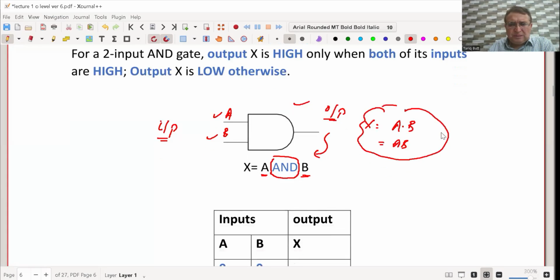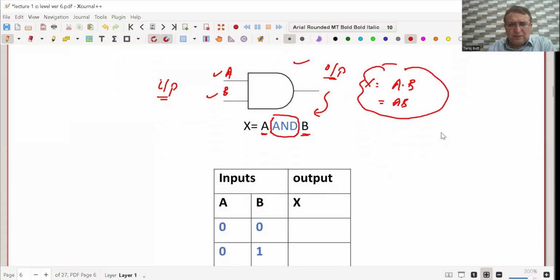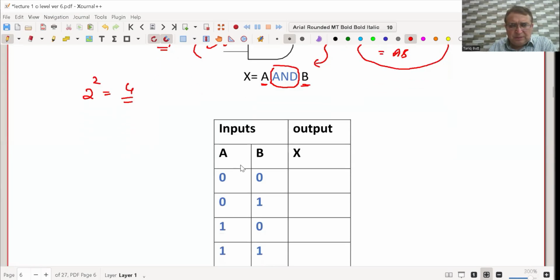Next, we have to see the truth table for this AND gate. First of all, you have to draw all possible input combinations. So you know, since there are 2 inputs, we have 2 raised to 2, that is 4, input combinations. You already know inputs A and B. So the 4 possible combinations are 0 0, 0 1, 1 0, and 1 1.